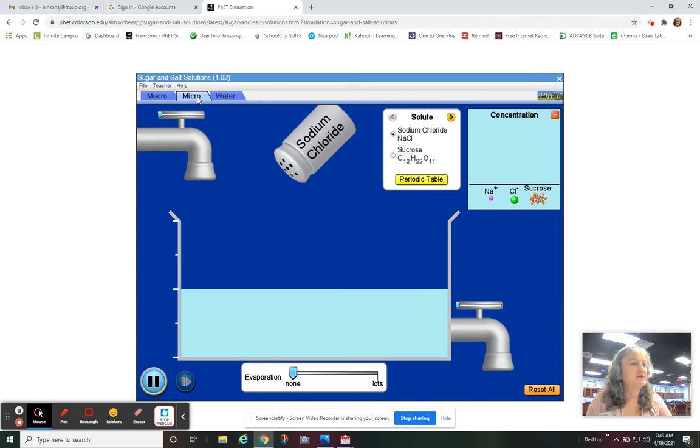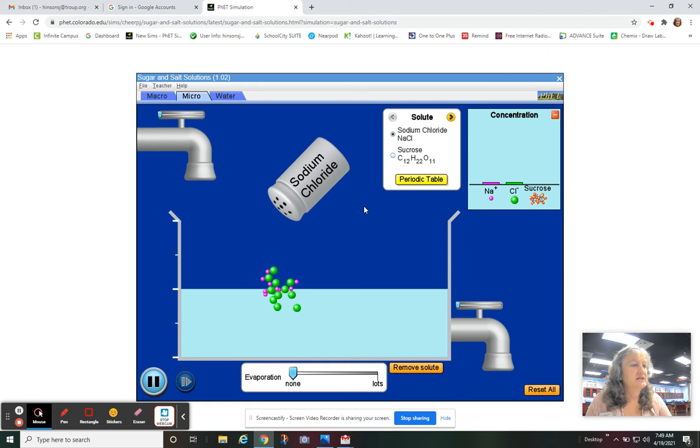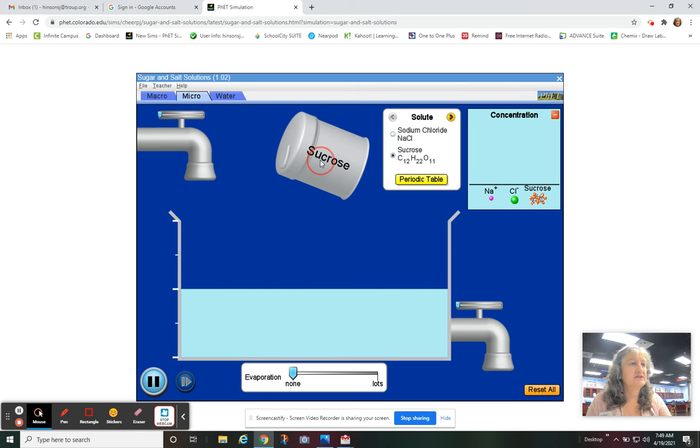Actually, let's look at micro first. Sorry. And now we'll shake the salt in there. Alright, this is nice because it shows you on a sub-microscopic level what actually happens to the ions. And if we look at our key, the sodium is the pink, the chloride ion is the green. And what happens with ionic salts that are soluble is that the ions separate from each other, and that is called dissociation. Alright, we're going to reset this, and we're going to pick sugar and look at the difference.